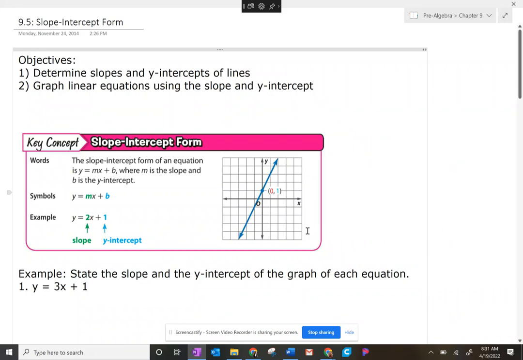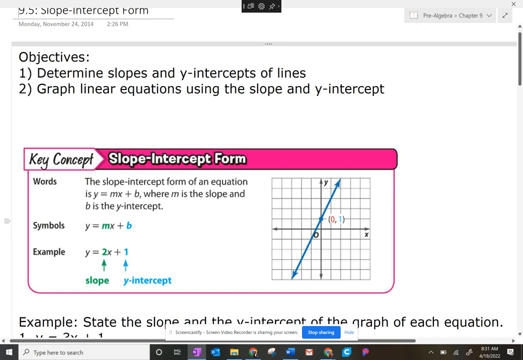All right. So 9.5, slope-intercept form. Everything that we did up until this point, we were using this form without actually giving it a fancy name. So what we're going to do today, using this form, is determine slopes and the y-intercepts of lines. Objective 2, we're not going to do today. I'm skipping over graphing the linear equations because we're going to do that tomorrow. But the biggest part is just this slope-intercept form.